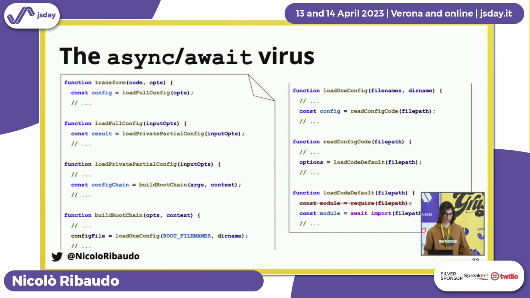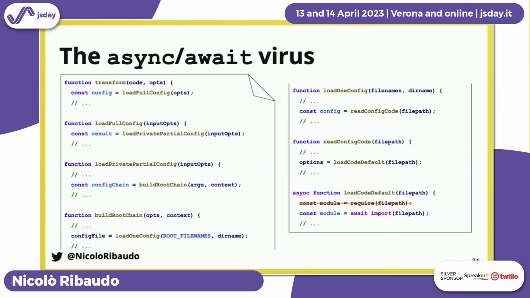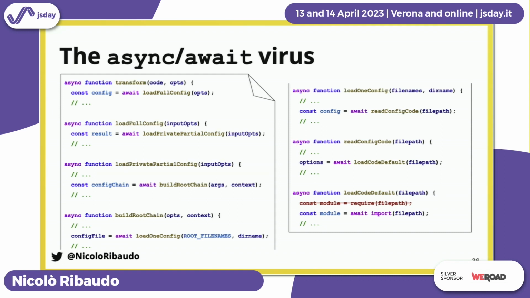And how do we add support for ESM config files? Well, we replaced that require with an await of a dynamic import, except that await can only be used in asynchronous functions. So this load code default function suddenly needed to become async. And then how do we call this load code default function in read config code? We need an await, and the virus spreads, and suddenly all your code base needs to be asynchronous.